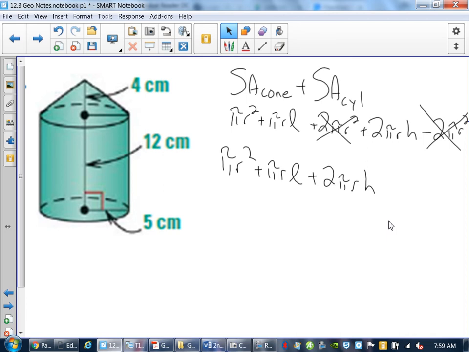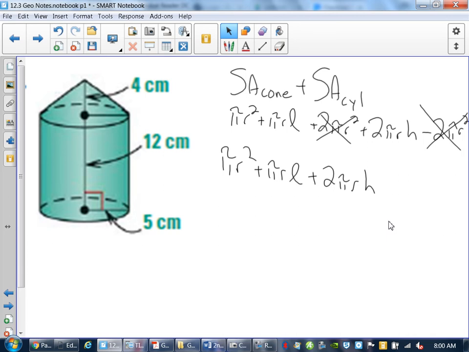Wait, so are you talking about the height of the entire thing? No, remember, I don't want to call it height. I'm calling it the distance between the bases of the cylinder. That's what the H stands for, how far apart they are. Because cylinders might not be vertical, they can be sideways, they can be diagonal. It's just how far apart the bases are. It's not height. I don't want you to think this is height.